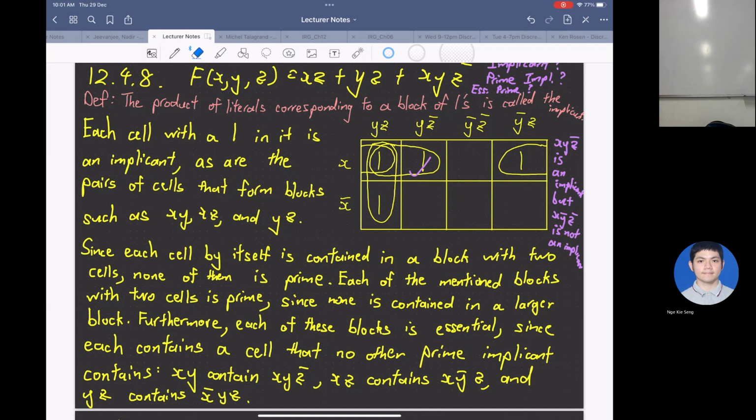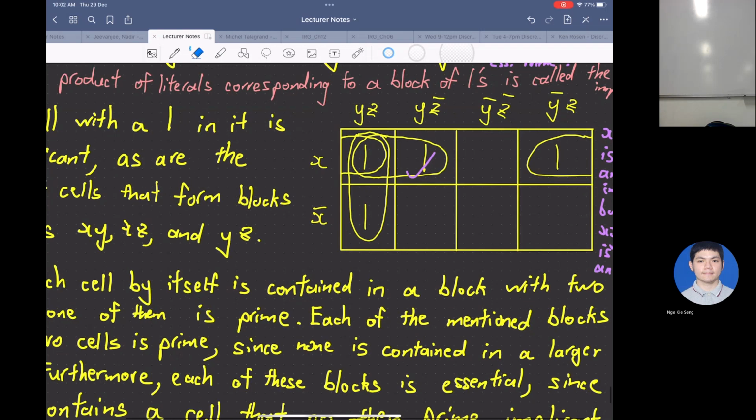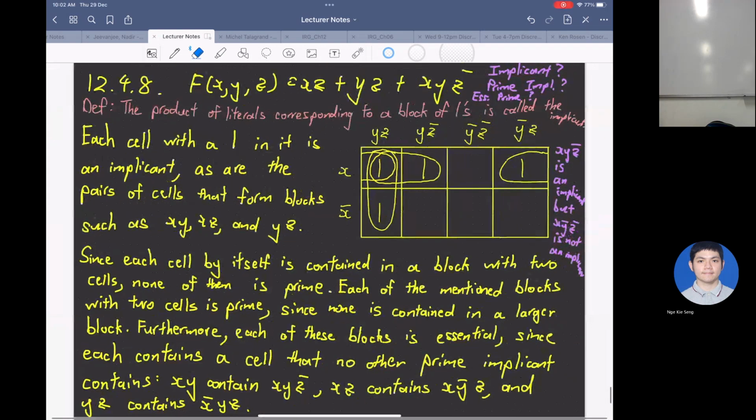You can see that a block of one cell is always contained in a larger block, one times two. So a block of one cell is not a prime implicant, whereas all these 2 times 1 blocks will be the prime implicants, because they are not contained in a larger block. So these are the prime implicants.